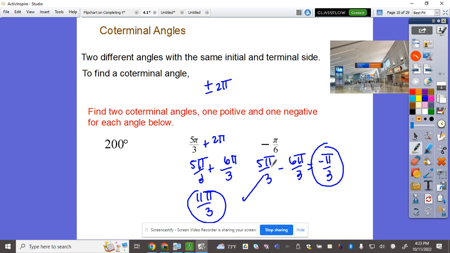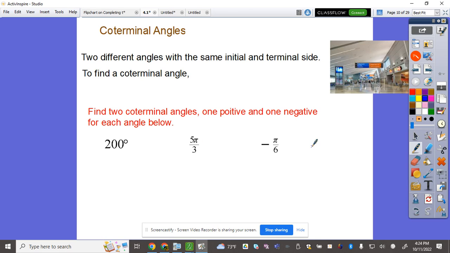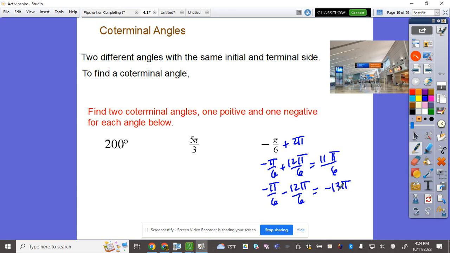Very simple, right? Next, for negative pi over 6, I'm going to add 2 pi, which we know is the same thing as 12 pi over 6. So it's going to be 11 pi over 6. The other one is negative pi over 6 minus 12 pi over 6, which will be negative 13 pi over 6. Those two are the positive and negative coterminal angles of negative pi over 6.